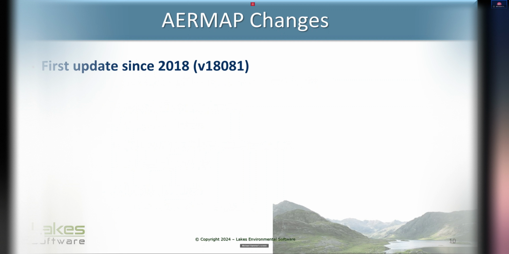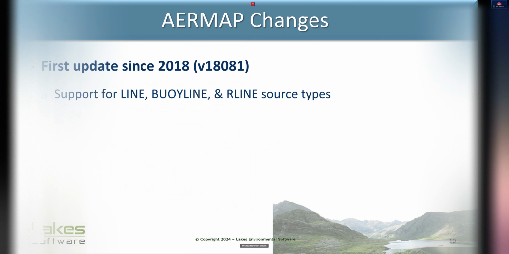This change is a bit more substantial, starting with the fact that AERMAP now supports 3 additional source types in its interpolation scheme. That includes the line, buoyant line, and R-line source types. In prior versions of AERMAP, these source types were not explicitly interpolated or had elevations calculated for them, so those had to be done manually or through some modification process.